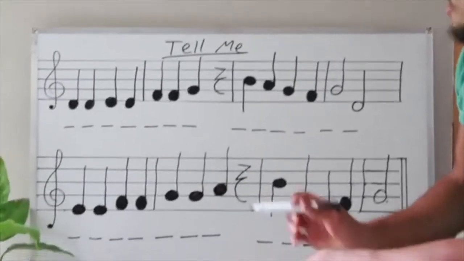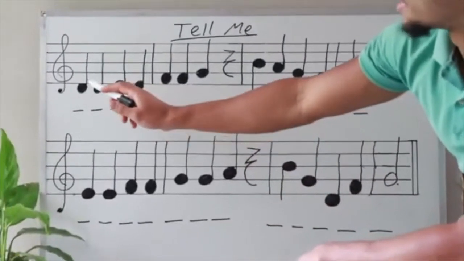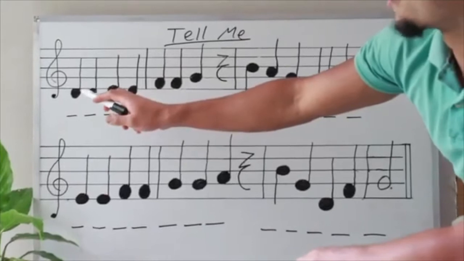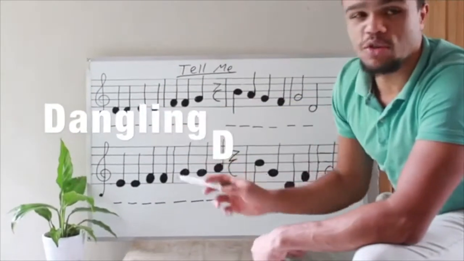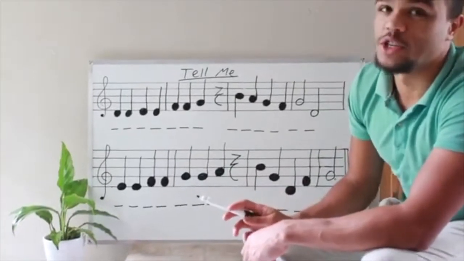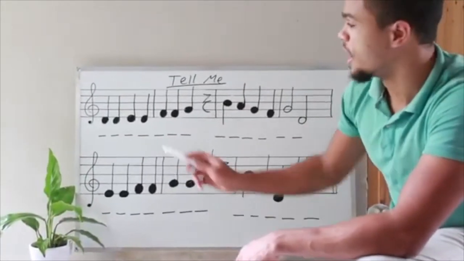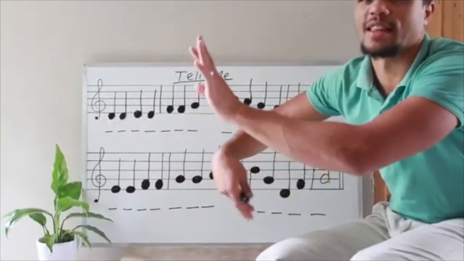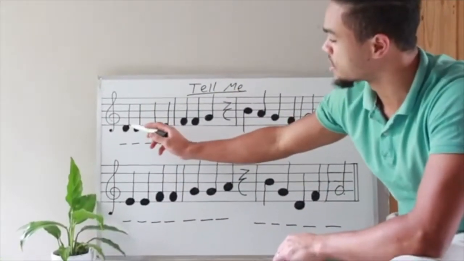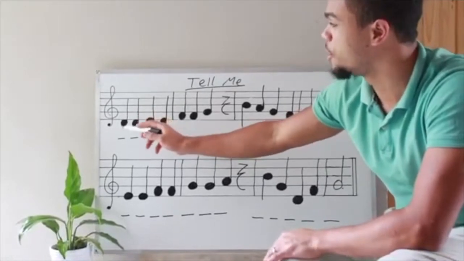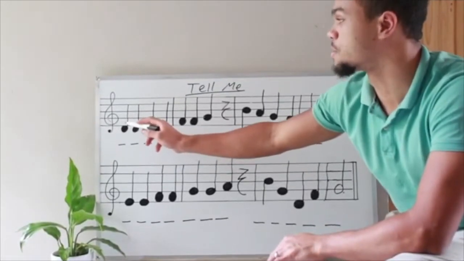So let's start off. This note is a new note. We call this one dangling D. Why is it dangling? Just picture yourself sitting on a ledge, or sitting on a balcony and your feet are just swishing like this. That means your feet are dangling. So this note is outside, like he's on the cliff and he's just dangling himself right there.